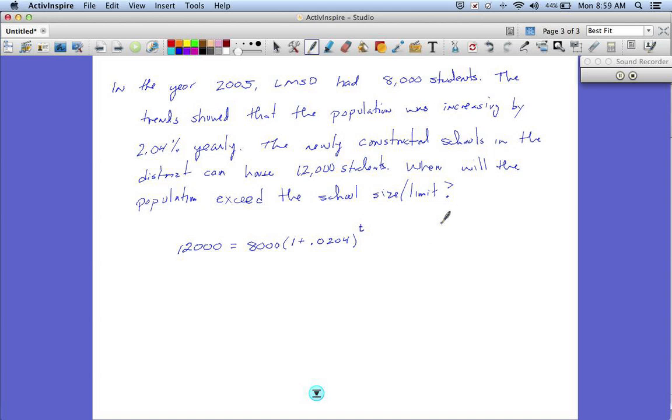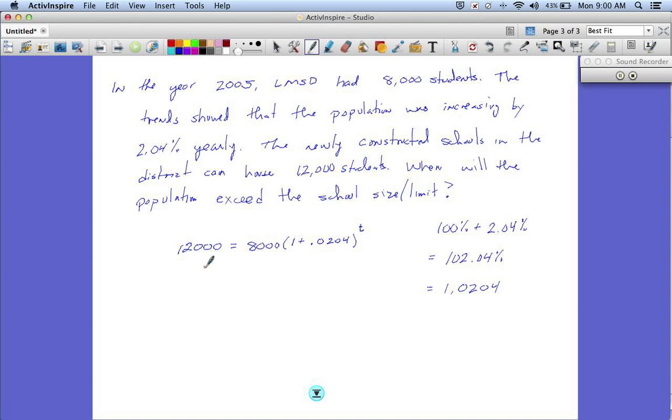Right? So 100% plus 2.04% is 102.04%, which is 1.0204 in decimal form. Okay, so that's where this came from. I added 100% plus 2.04%. So we're going to go through and solve this.